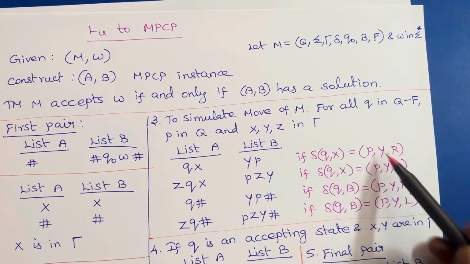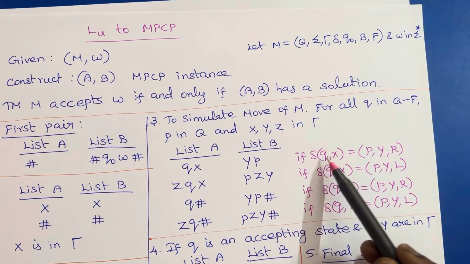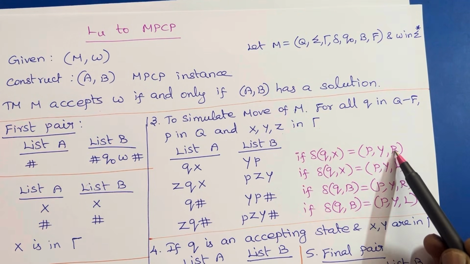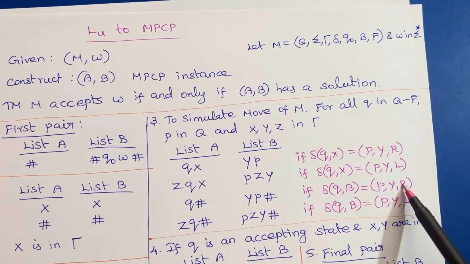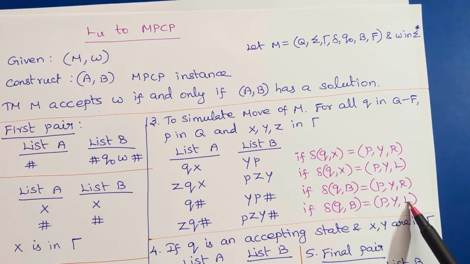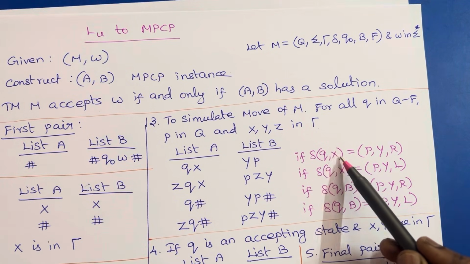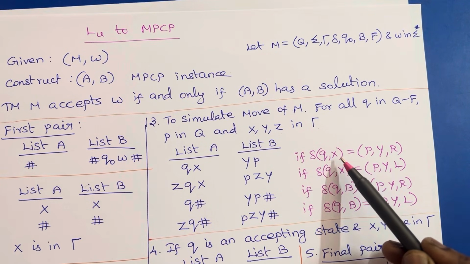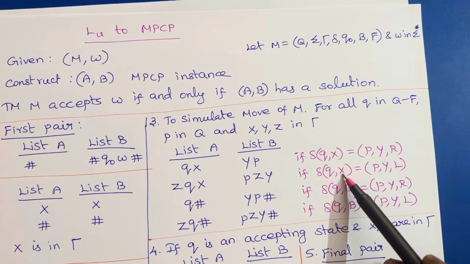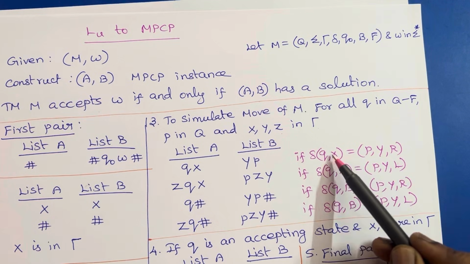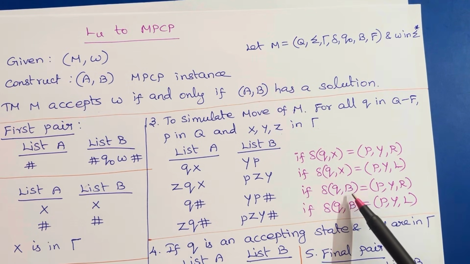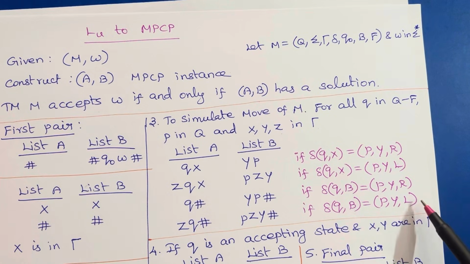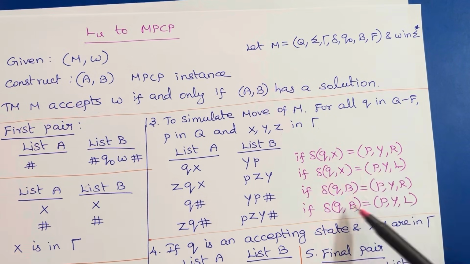So here there are 4 cases. Delta of q comma X equal to p comma Y comma R, then left move, B right move, B blank left move. That means case 1 is any tape symbol except blank with right move, and a tape symbol with left move. So a tape symbol with right move is case 1, a tape symbol with left move is case 2. Then blank with right move, blank with left move. So these are the 4 cases.